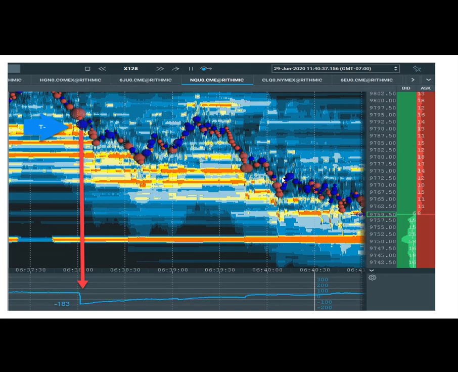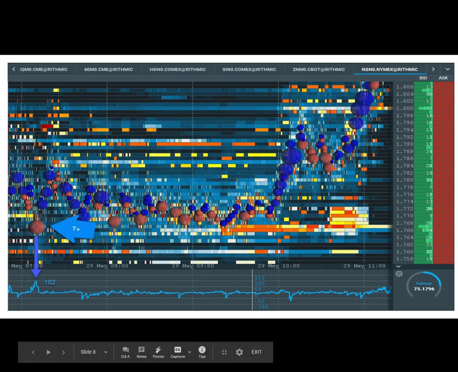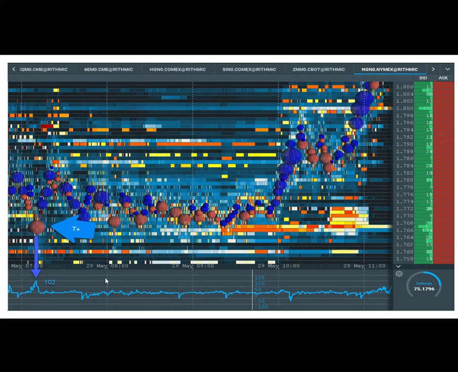Next example, this was natural gas. We had 102 contracts traded there as buy icebergs. So our threshold in natural gas is 100, so it's right on the threshold. It's worth a trade, right? So you see the heavy selling come in right into a wall of orders here.